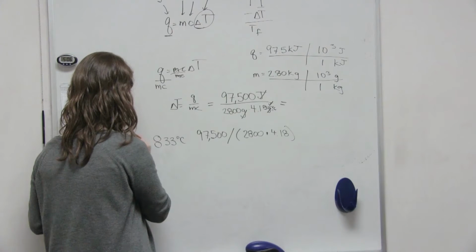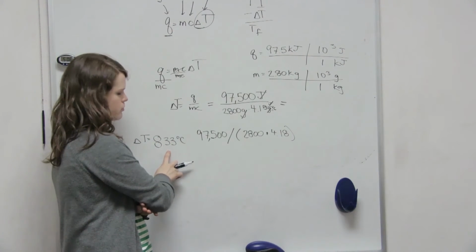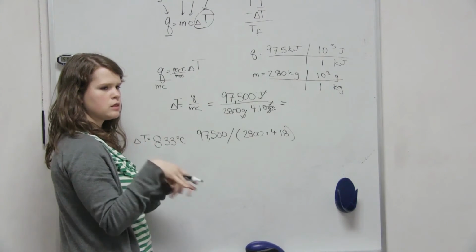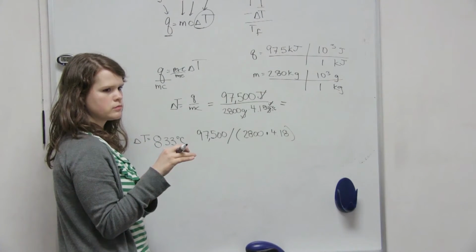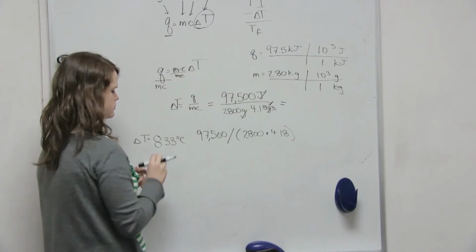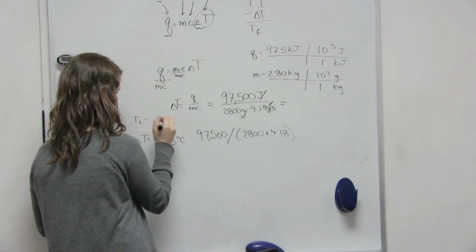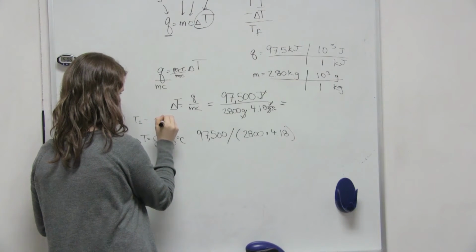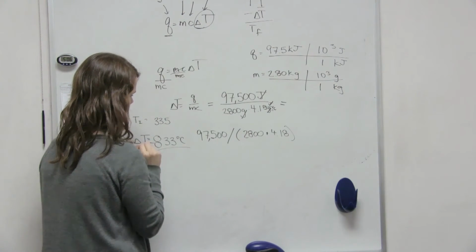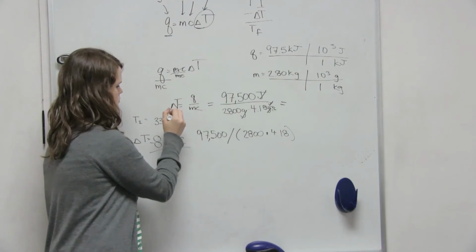That's the change in temperature. This is how much the temperature changed when the heat left the bath. So now, what was our initial temperature? Initial was 33.5. So you do 33.5 minus 8.33.